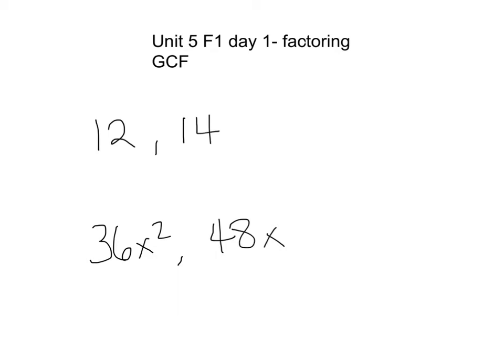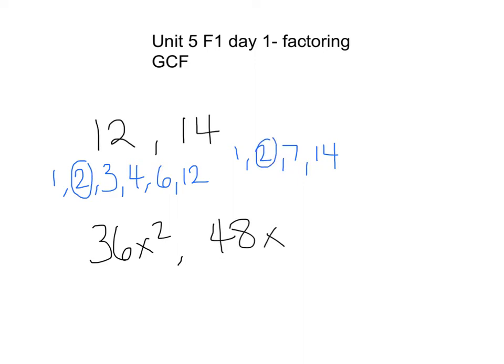In this video we're going to be looking for GCF, or Greatest Common Factor. Remember, factors are numbers that go into other numbers. So the factors of 12, numbers that go into 12, are 1, 2, 3, 4, 6, and 12. And the factors of 14 are 1, 2, 7, and 14. So to find the GCF of 12 and 14, we're going to look at the biggest factor they have in common. The biggest factor they have in common is 2. So the greatest common factor of 12 and 14 is going to be 2.